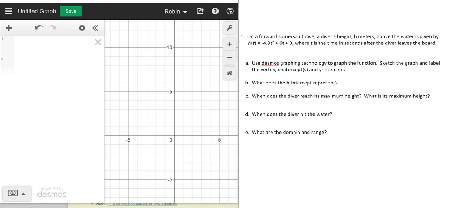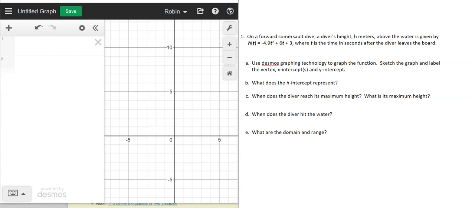In this lesson, we are going to start looking at quadratic functions, but instead of graphing by hand, we're going to use technology to help us analyze and answer different questions about our function. For example, on a forward somersault dive, a diver's height h meters above water is given by this function, where t is time in seconds after the diver leaves the board.